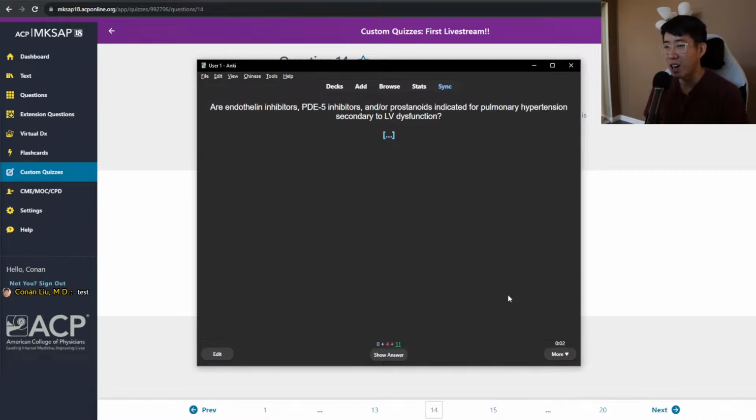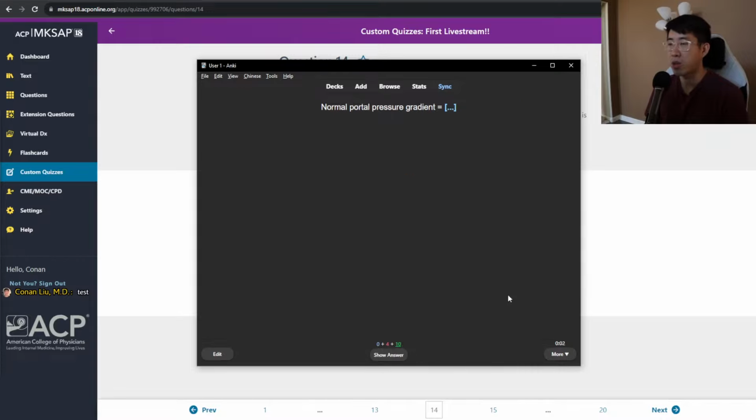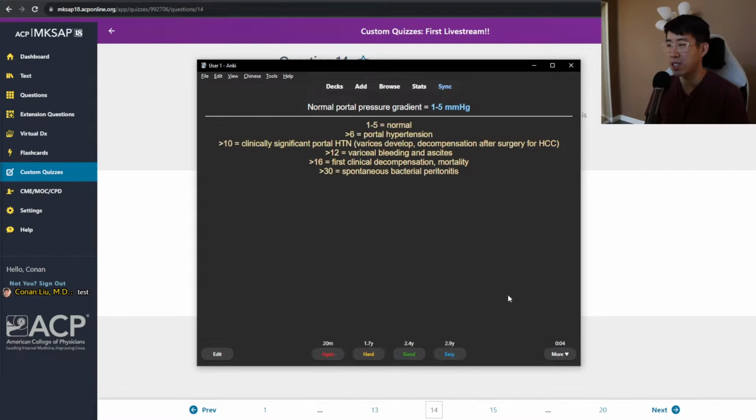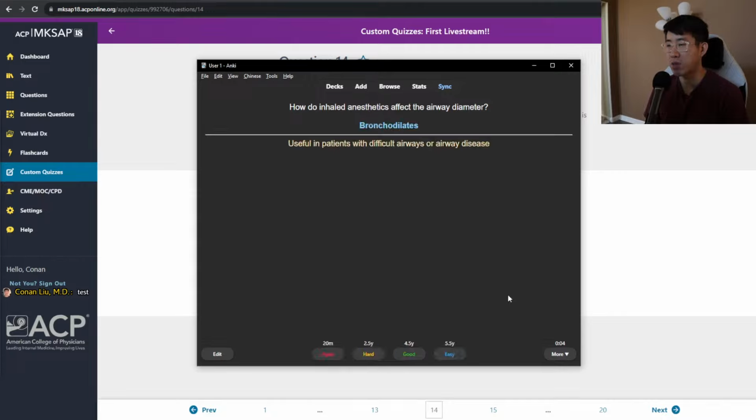Are endothelin inhibitors, PDE5 inhibitors, and/or prostanoids indicated for pulmonary hypertension secondary to LV dysfunction? That would be no. It's only for like type 1 pulmonary hypertension, like idiopathic pulmonary hypertension. Normal portal pressure gradient is less than 5, like 1 to 5. Okay. How do inhaled anesthetics affect the airway diameter? They cause bronchodilation.